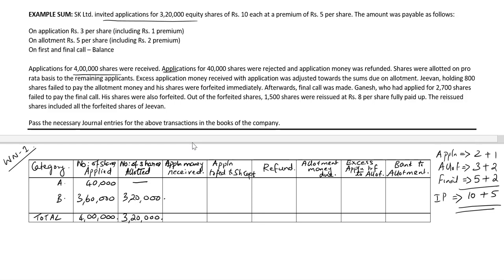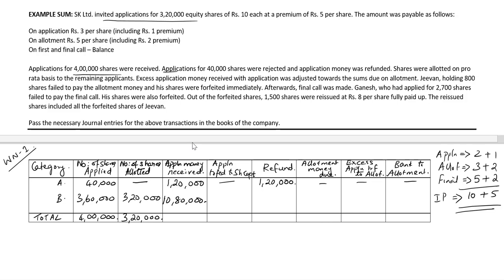We'll complete the table. We'll finish category A first. Application money received: 40,000 shares applied multiplied by 3 rupees per share payable on application, 1,20,000 rupees. There will be no money transferred to share capital. The entire amount has to be refunded, 1,20,000, and all the other columns are nil. We'll move on to category B. Application money received: 3,60,000 shares applied for multiplied by the application money of 3 rupees per share, 10,80,000 rupees.